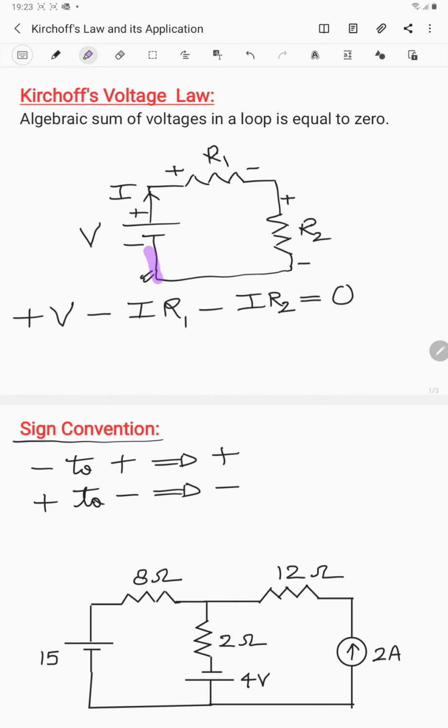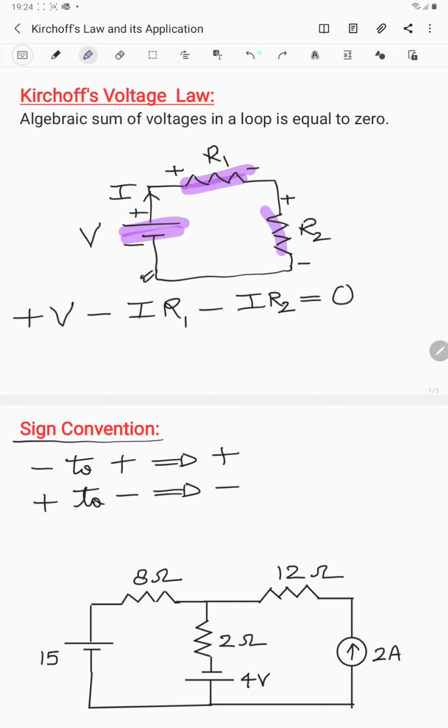So this completes one loop. We have three elements here: a voltage source, a resistance R1 and a resistance R2. For each of them we have written the voltage value. And what is the meaning of algebraic?